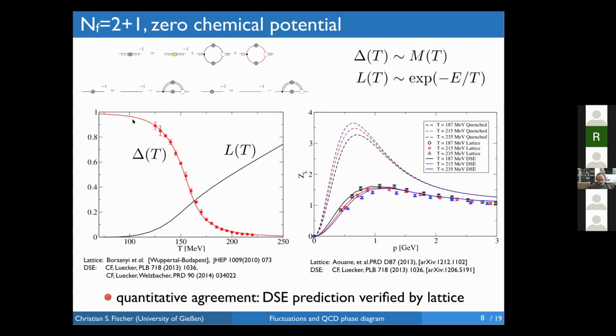So this is the first non-trivial cross-check. The second one is, I explained that we used the quenched gluon propagator from the lattice as an input. What you see here, again as a function of momentum, is the longitudinal part of this gluon. The dashed lines are fits to the lattice input at 3 different temperatures.